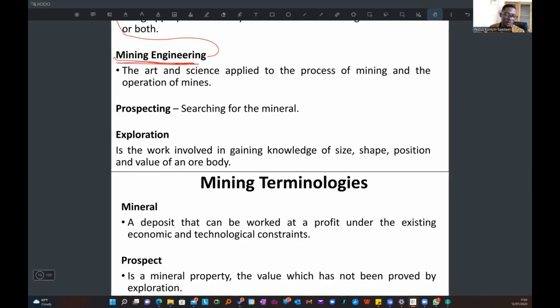So if you want to find out about this detail of the mineral you have been able to search for or you have been able to discover, and then to also find out whether it is worth pursuing, because there may be mineral, but that mineral is not of essence for you to invest your money into. So when you undertake that activity, we say you are doing exploration.